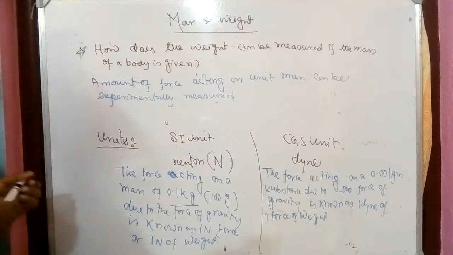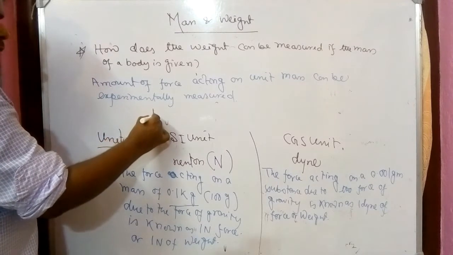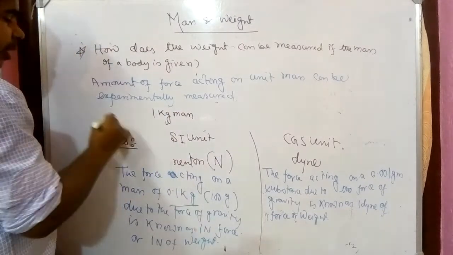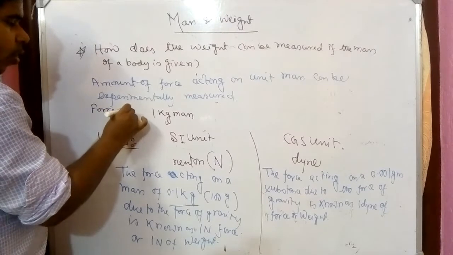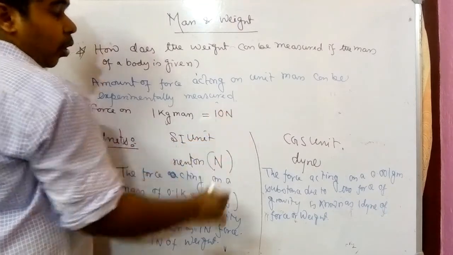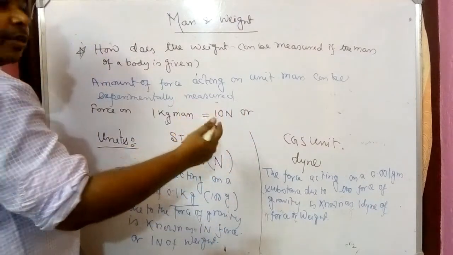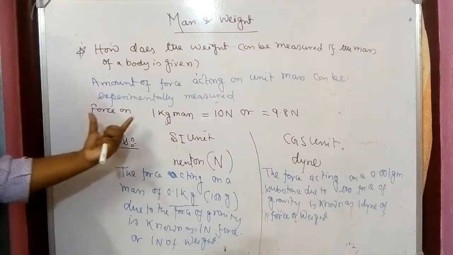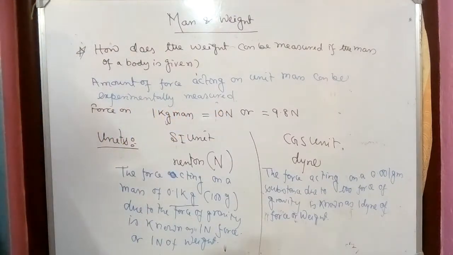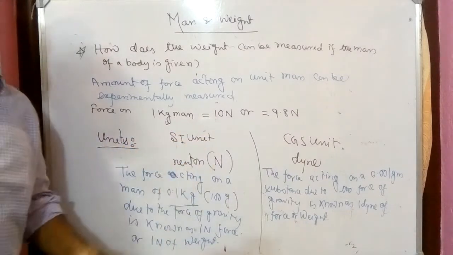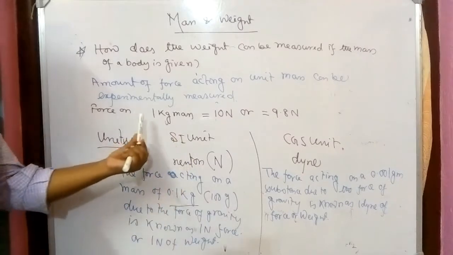Then I will tell you. Whenever we are talking about 1 kg mass, the weight is acting on it. We can write: force on 1 kg mass will be equal to 10 Newton, or to be accurate, 9.8 Newton. So force on 1 kg mass is 10 Newton or 9.8 Newton due to the attraction of earth. Now how is it found? It is experimentally measured, so you have to remember the value.